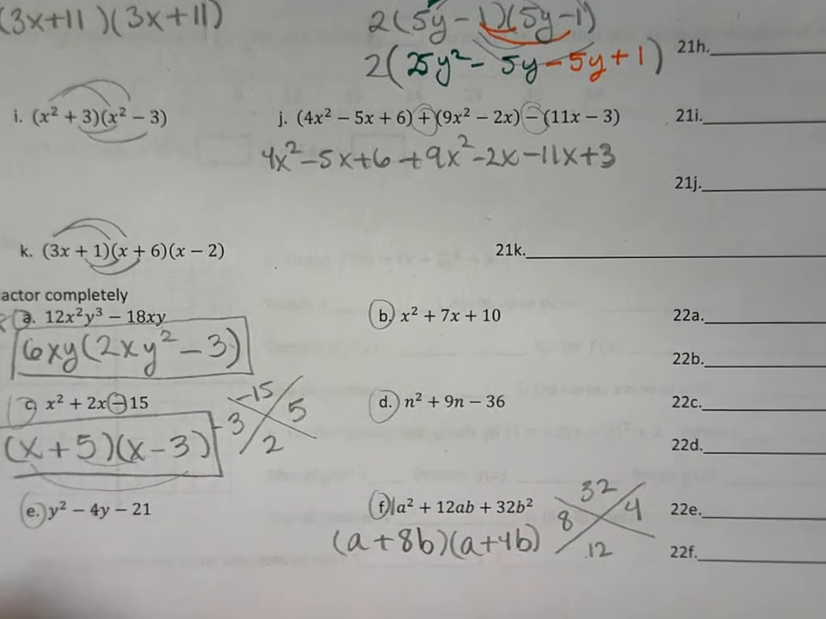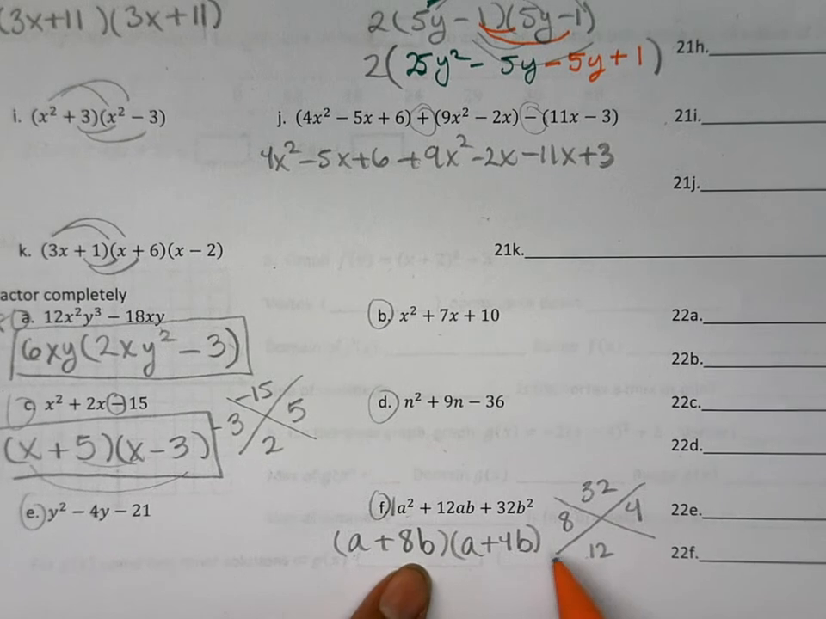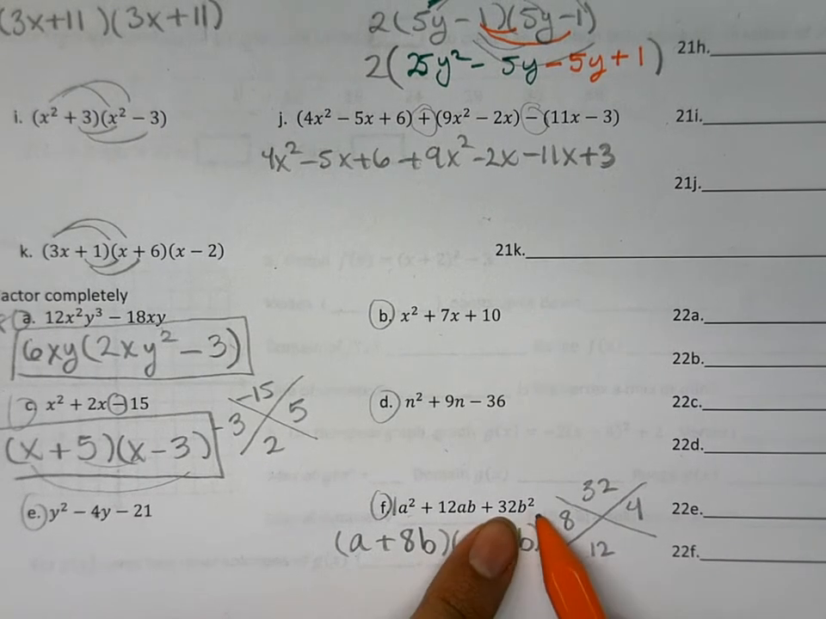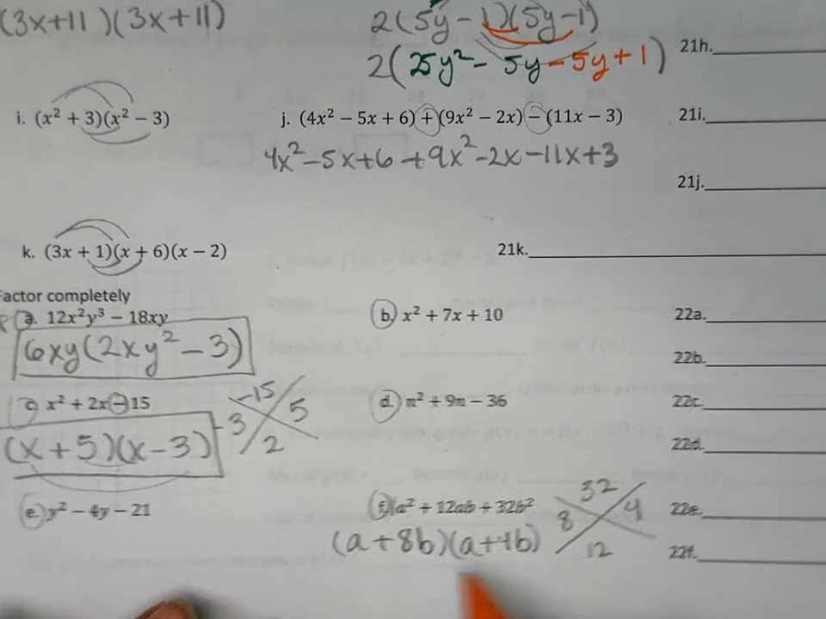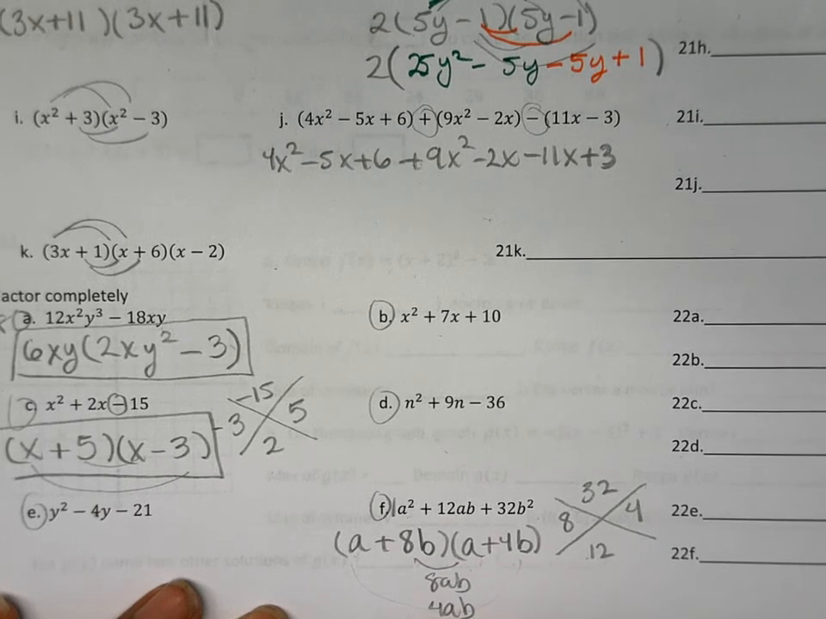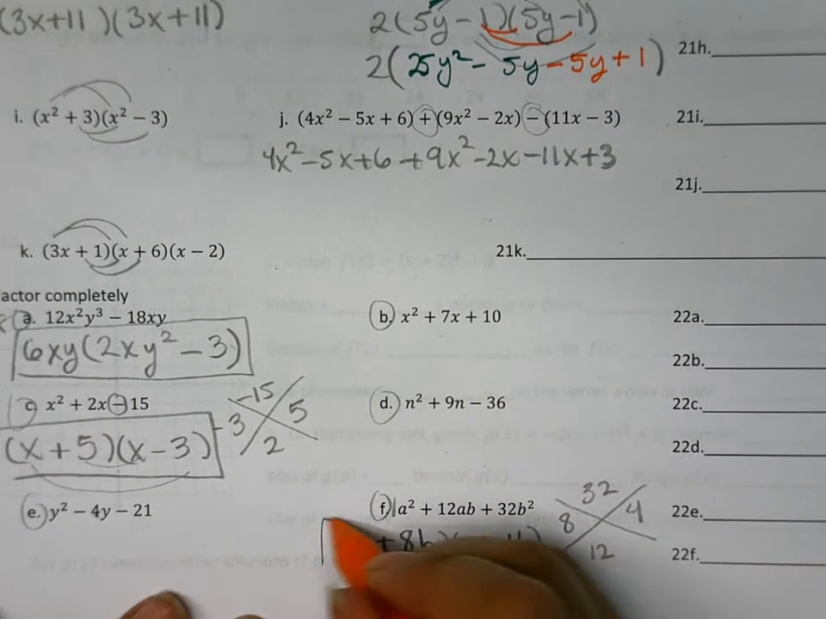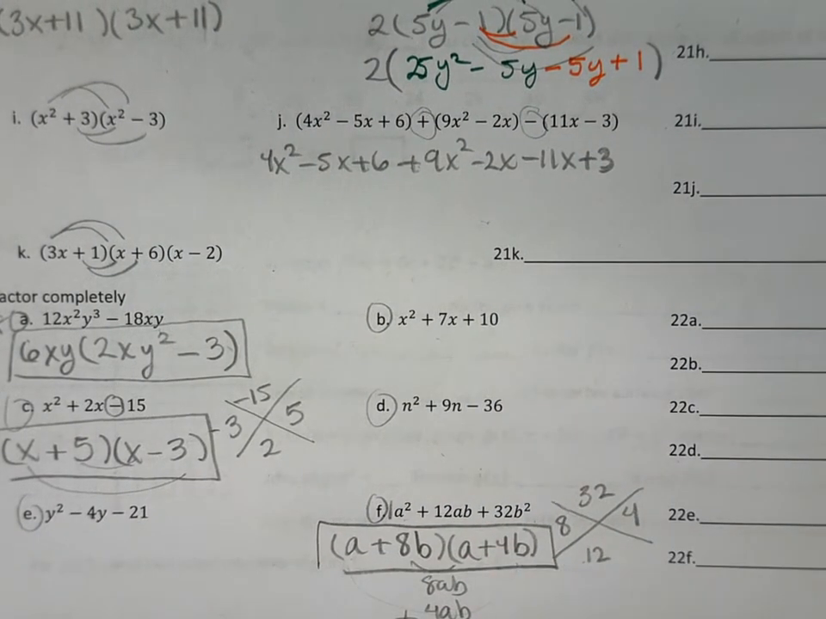Is a times a a squared? And is 8b times 4b 32b squared? And if I do the inside outside, I do get 8ab and 4ab, and does that add up to the 12ab in the middle? It does. So this here is your answer. Yes?